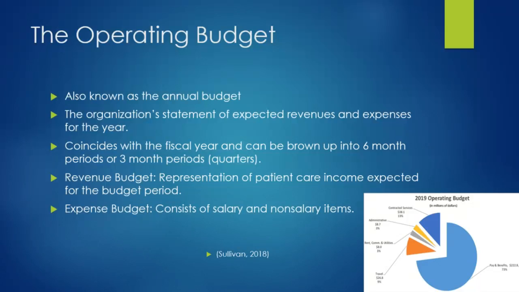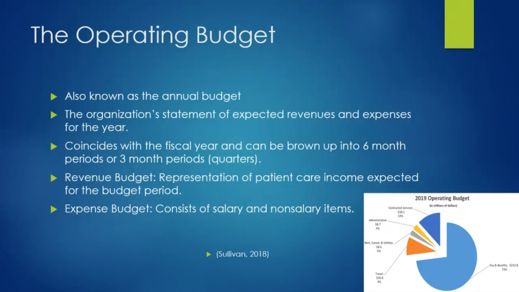Then there's the operating budget. This is also known as the annual budget. It's the organization's statement of expected revenues and expenses for the year. This budget coincides with the fiscal year, and this can also be broken up into two different parts. One is a 6-month period, and the other is 3-month periods, or also known as quarters.